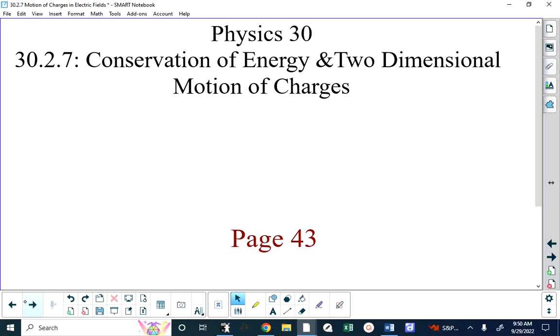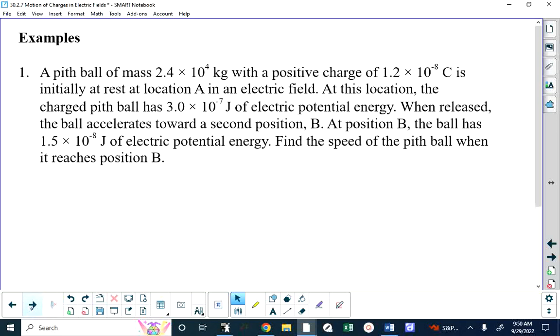Okay. To begin with, a quick question here. Let's dissect this. There's a lot of words here. We've got an object. It happens to be a pith ball. There's no way that that's 2.4 times 10 to the 4. I really hope that yours says 2.4 times 10 to the negative 4. It is not a 24,000 kilogram pith ball. There's a negative there. It has a positive charge. The charge happens to be positive 1.2 times 10 to the negative 8 coulombs.